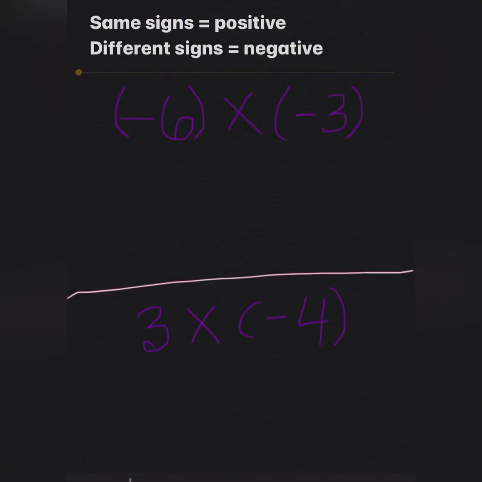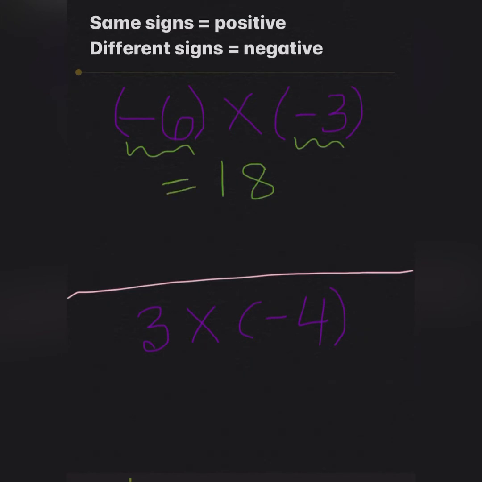The same principles apply. Same signs, positive, different signs, negative. So let's multiply like we know how. So we have 6 multiplied by 3. 6 threes, 18. Right? Now do we have the same signs or different signs? We have a negative here and a negative here. Right? So because the signs are the same, we end up with a positive 18.